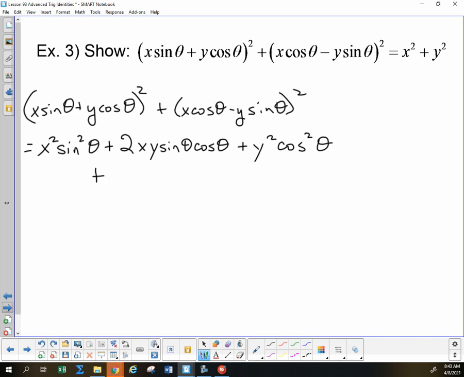So then I'm going to have x squared cosine squared theta, but this one I've got a minus. So I'll have minus 2 of the xy cosine theta sine theta, or sine theta cosine theta. And then minus y sine theta times minus y sine theta will again be plus y squared, and now a sine squared of theta. Did I get everything right in there?